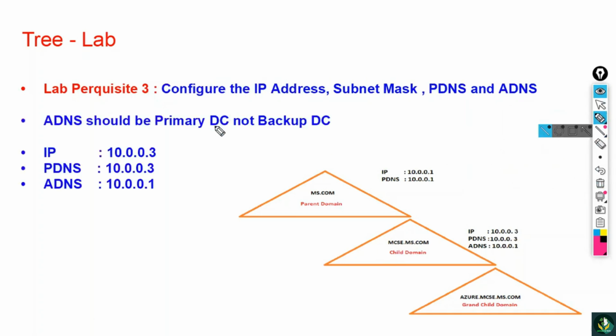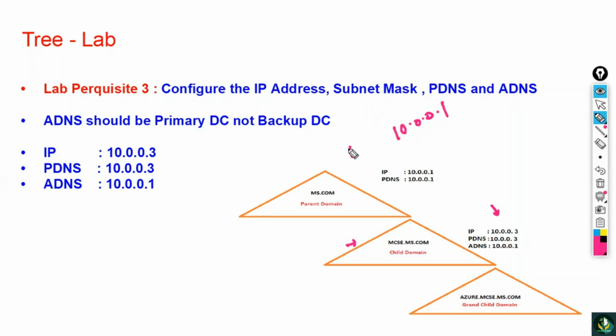Then we'll configure the IP address. So let us say we have created a virtual machine, we have installed the operating system on that virtual machine, and we have installed the VMware Tools. We need to configure the IP address. So how will the IP address be? We'll configure the IP address from the same network.